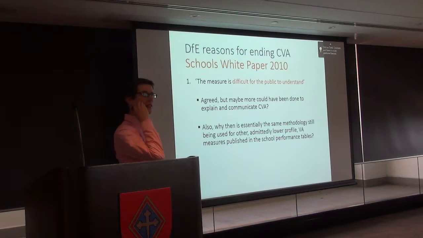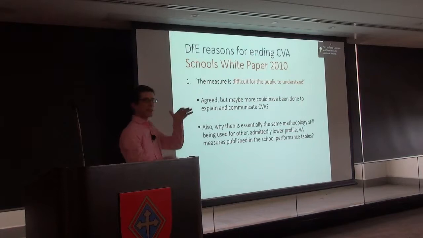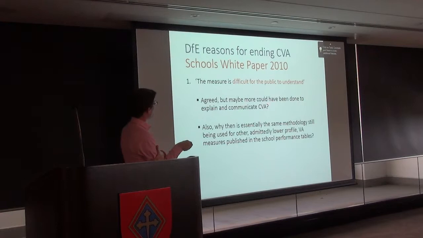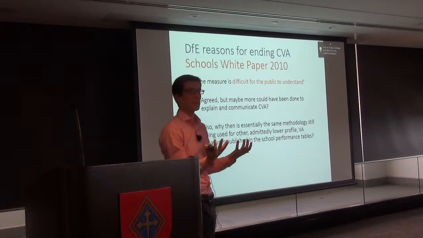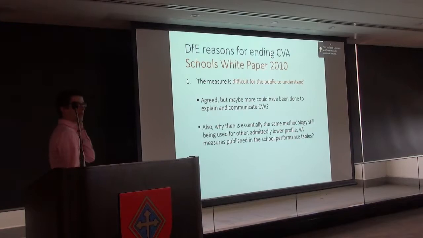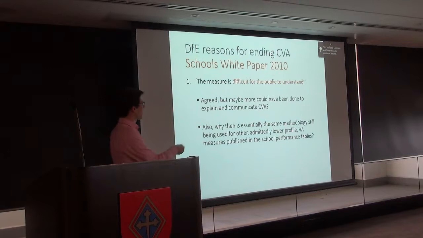They give a nice statement in their schools white paper, and I've broken it into about five separate statements, and we're going to respond to them. First of all, the measure is difficult for the public to understand. Fair enough, right? I've just shown you these equations, this complex modelling, the similar schools methodology. That's pretty complicated. There are whole measurement models in there. So under the bonnet, things can be complicated as long as you explain broadly what's going on and you make an effort to communicate the output.